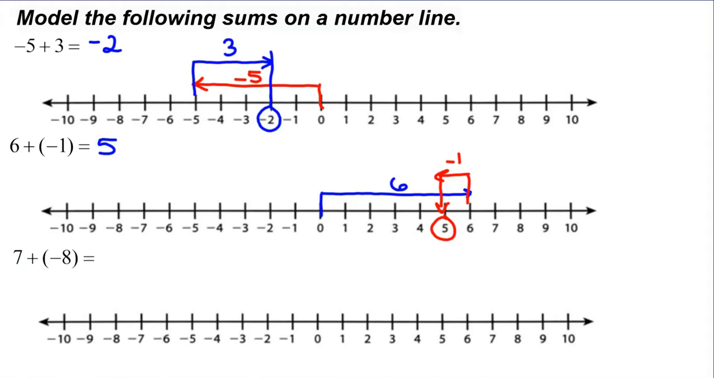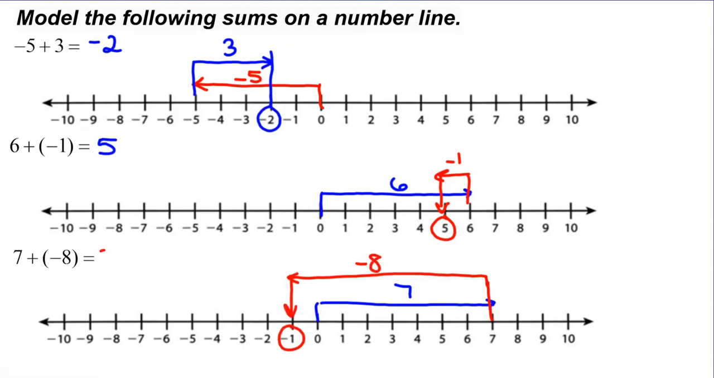And then the last one, 7 plus -8. Again, I'm going to start in the positive direction. I'm going to move 7 places to the right in the positive direction, and then I'm going to turn around and I'm going to move 8 places to the left. So all 7 positives get canceled out, and then I've got one more place to go to get -8, and that puts me at -1. 7 plus -8 is -1.